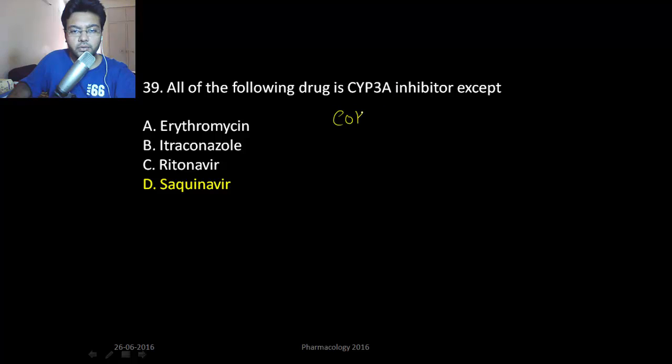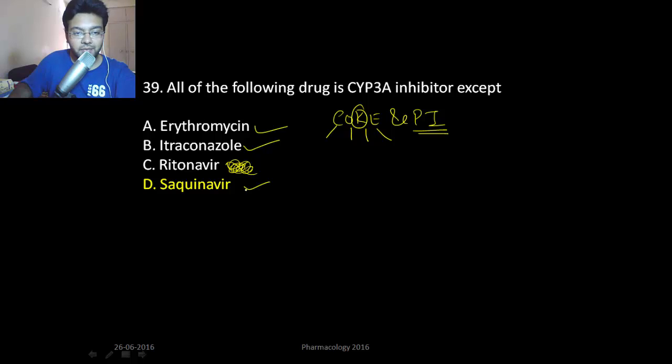All of the following drugs are cytochrome inhibitors: cimetidine, omeprazole, ketoconazole, and erythromycin, and the protease inhibitors. A friend of ketoconazole is itraconazole, right? So it is an inhibitor. Erythromycin. Protease inhibitors, ritonavir and saquinavir. Now both of them are in your list, right? Now you are in real trouble. It is given in the reference that saquinavir is less of a cytochrome inhibitor than all of the other protease inhibitors. So you have to remember this. The odd one out is saquinavir.